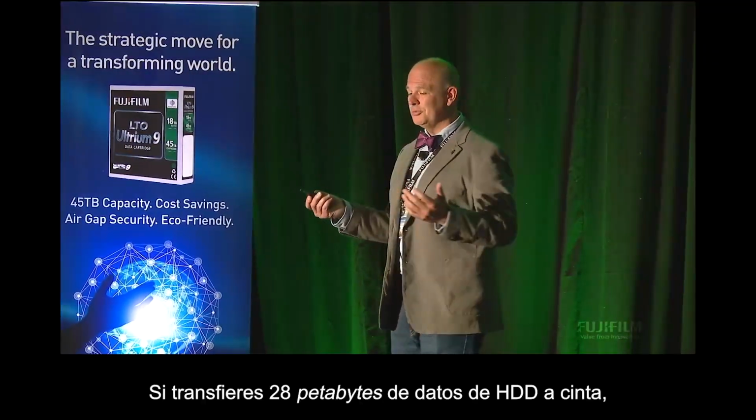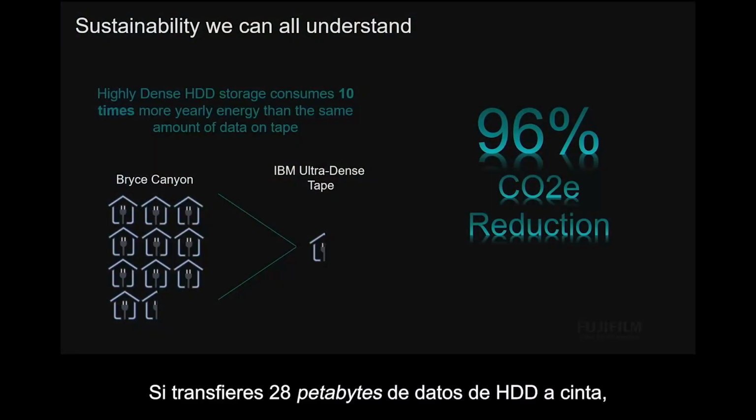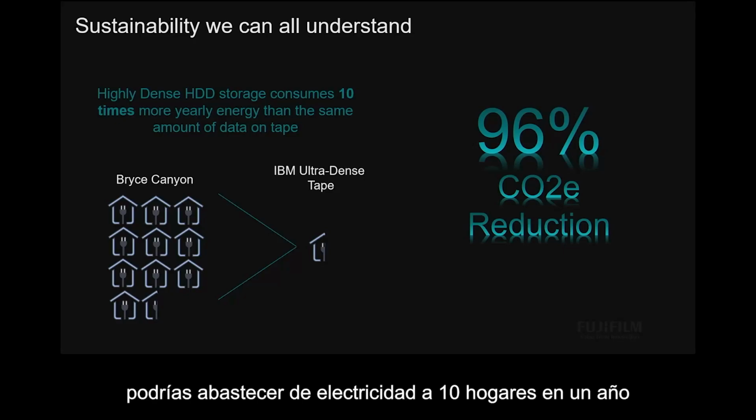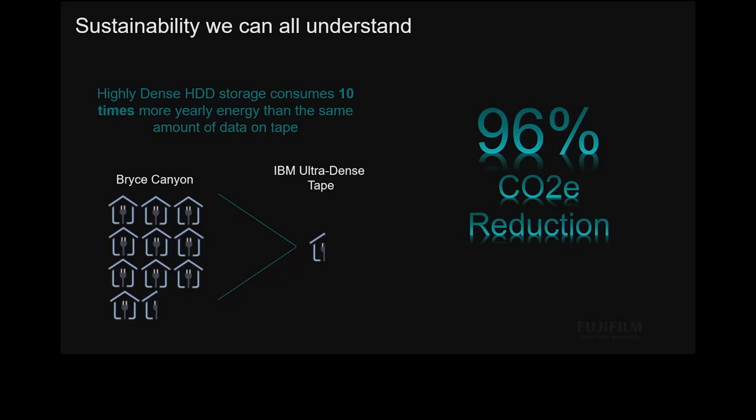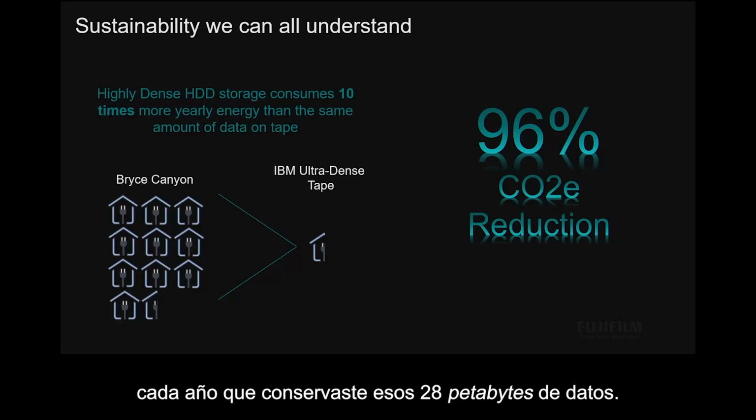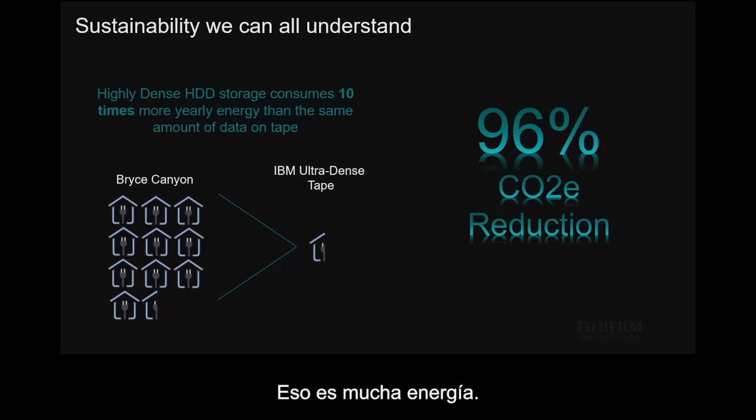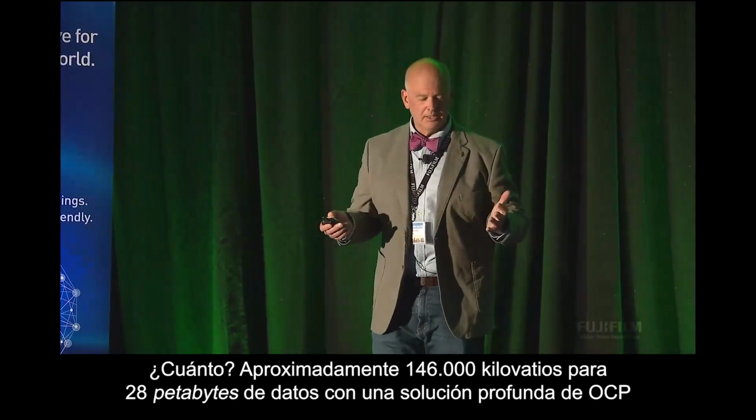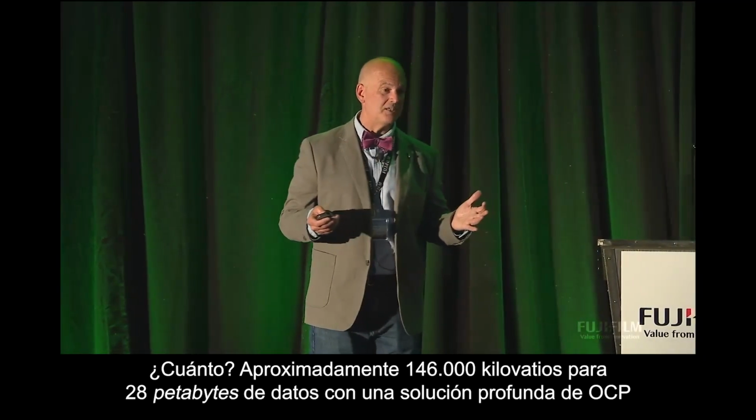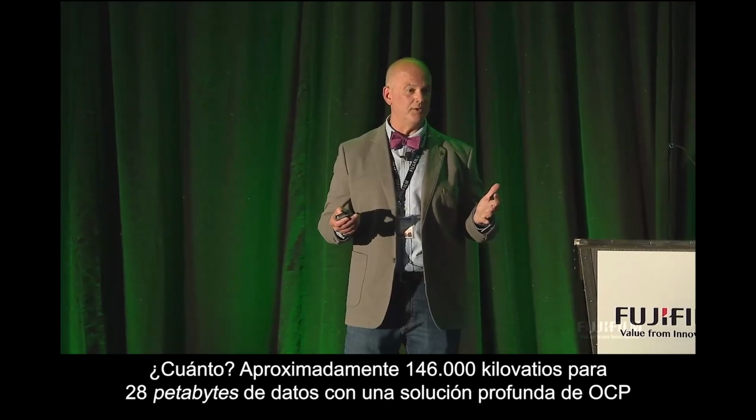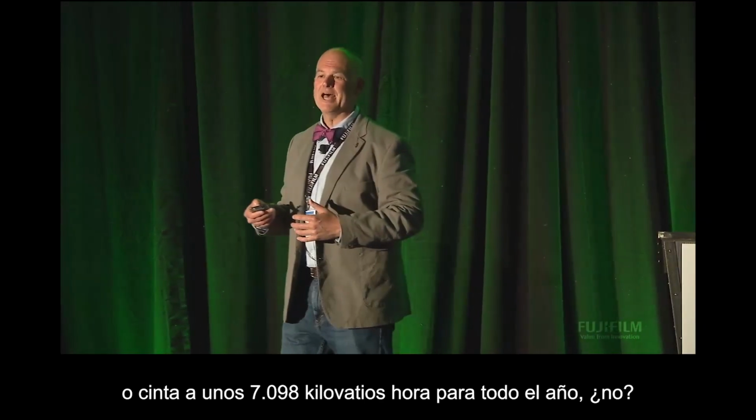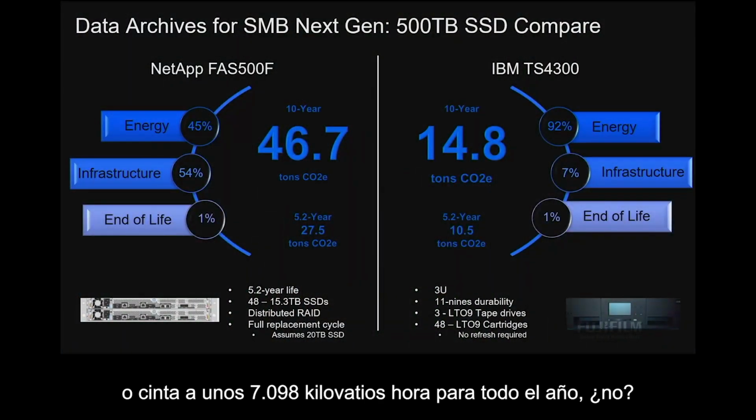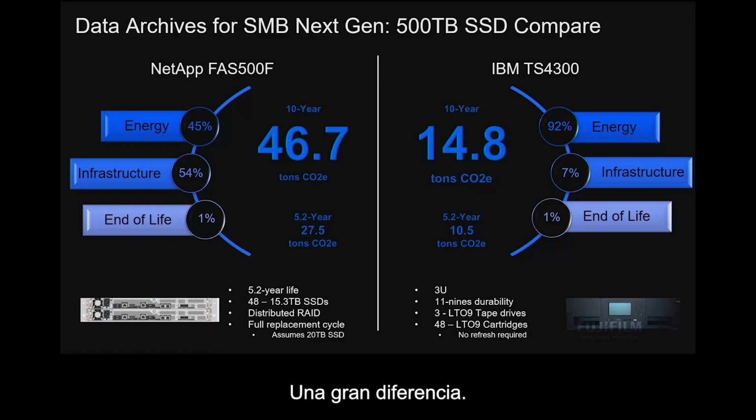What does that mean? If you moved 28 petabytes of data off of HDD and onto tape, you would be able to power 10 households for a year, every single year you kept that 28 petabytes of data. Every single year you kept that data. So that's a lot of energy. How much? Give or take 146,000 kilowatt hours for 28 petabytes of data with an OCP deep solution, or tape at around 7,098 kilowatt hours for the entire year, right? Huge difference.